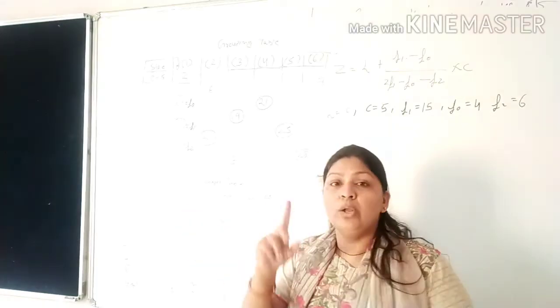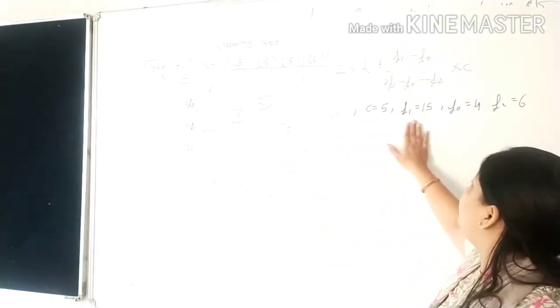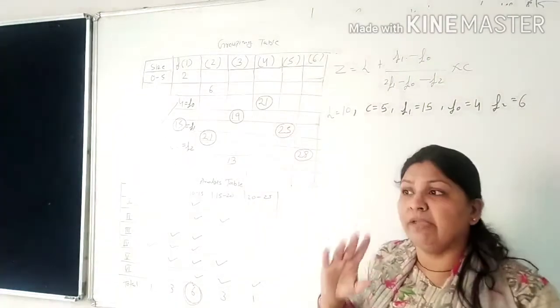So 10 is our lower limit. So our L becomes 10. Clear? Now what is our F1, F0 and F2? So our F1 is whatever we analyzed.